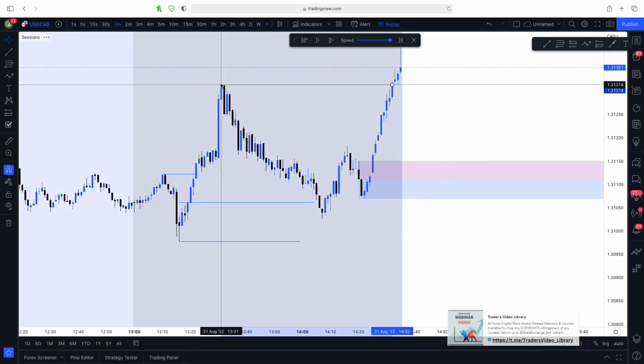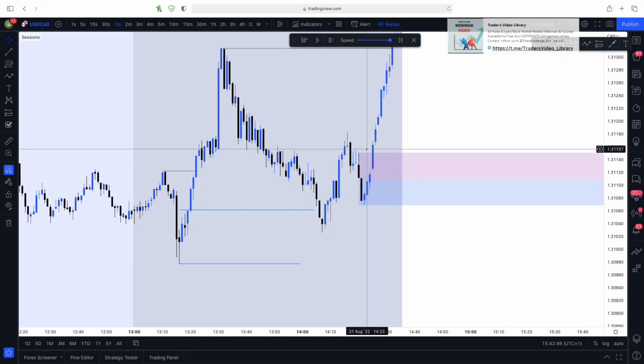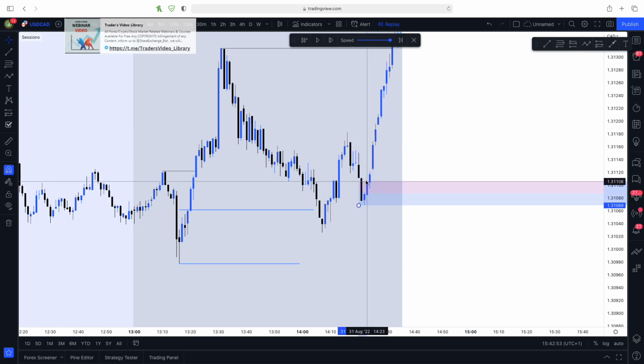Okay, so what are our refinement rules? Our refinement rules are very simple. It needs to be within the range of our base time frame OB. So it has to be within this range, and it has to be an OB. Straight away, what can we see? We can refine all the way down to this candle here.